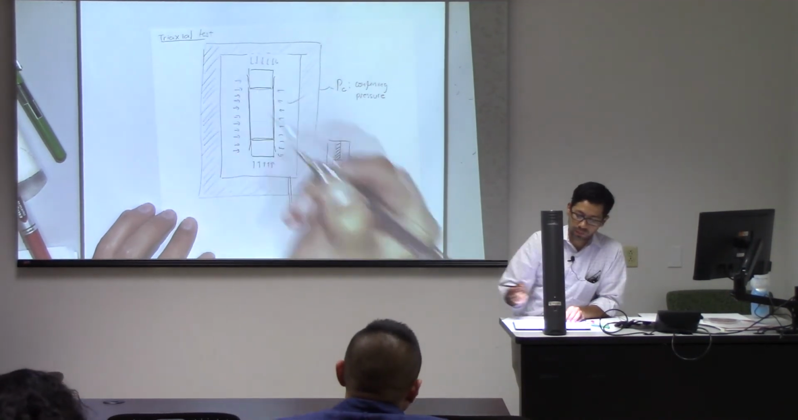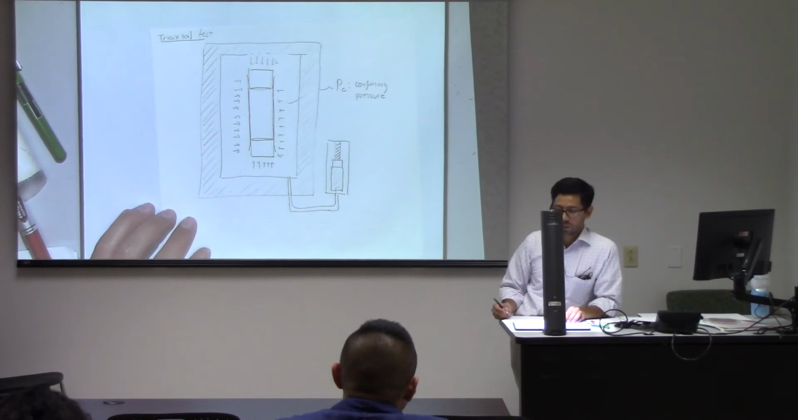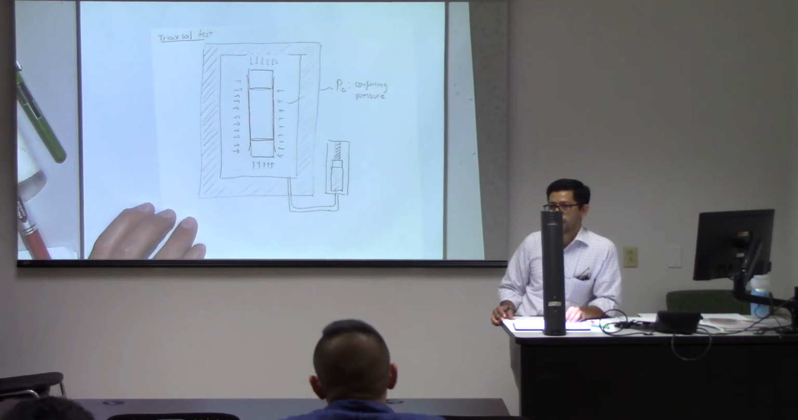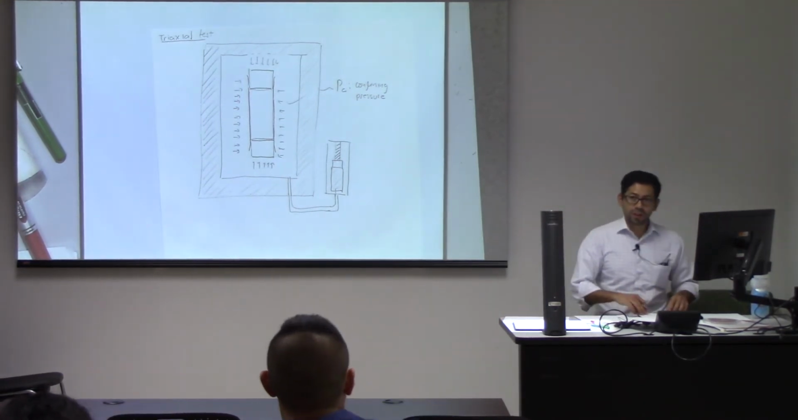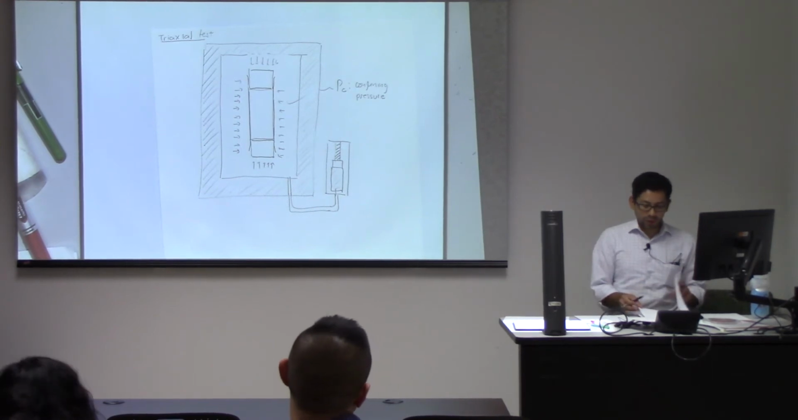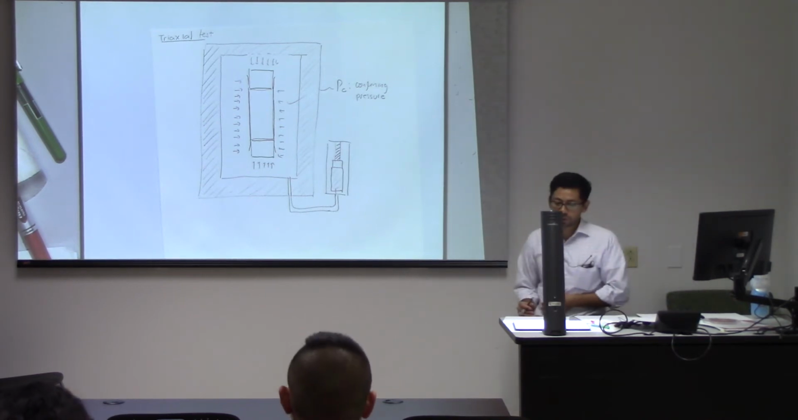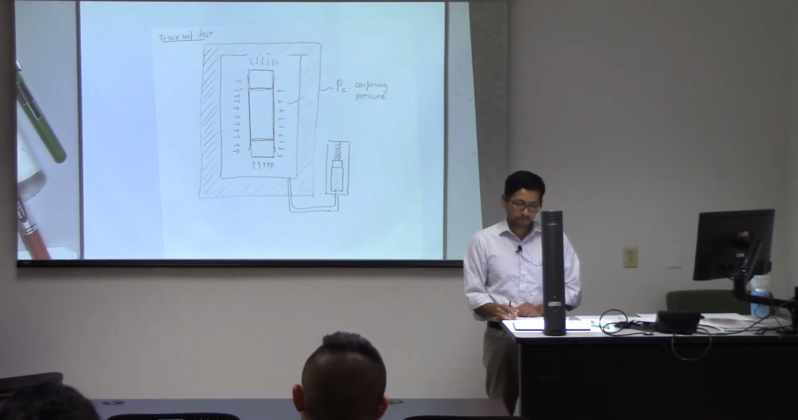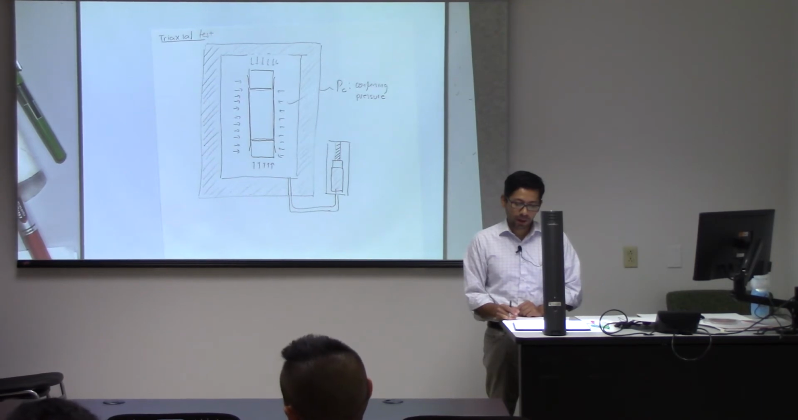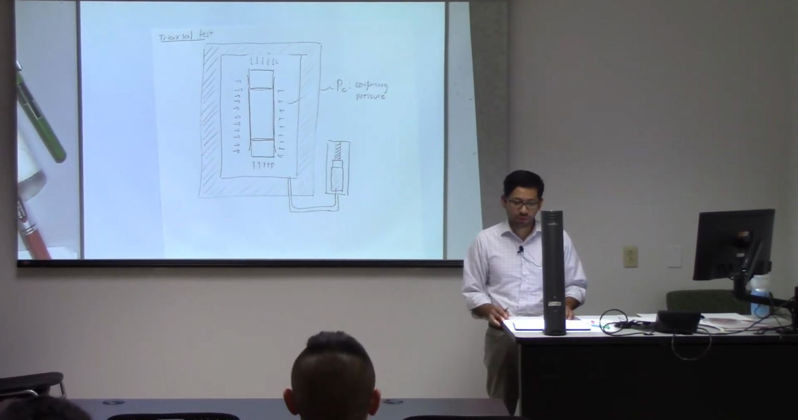S3 is confining pressure. Okay, and what about S1? Okay, so therefore S1 is going to be equal to S3, right? This is what is called an isotropic test. And in an isotropic test, you just subject the rock to pressure from all sides.